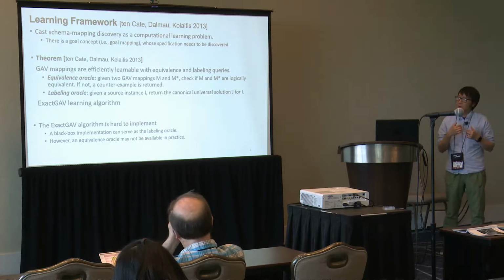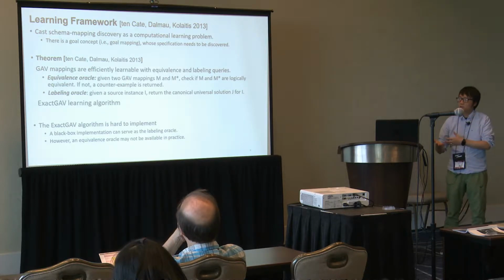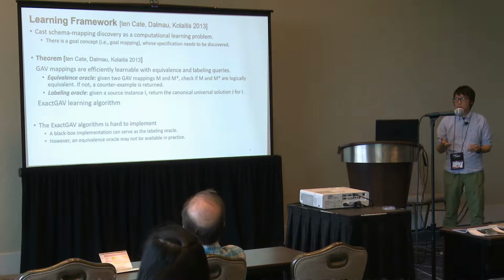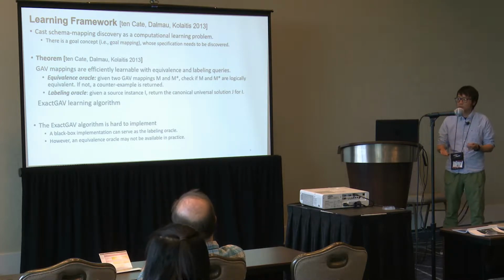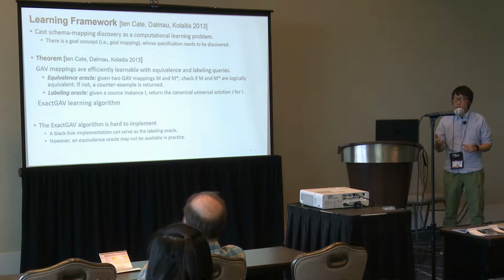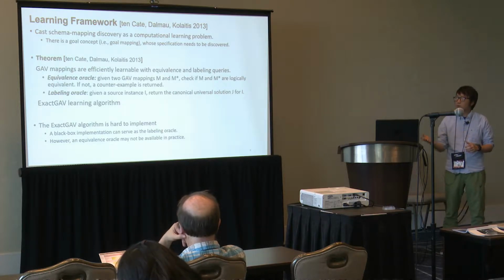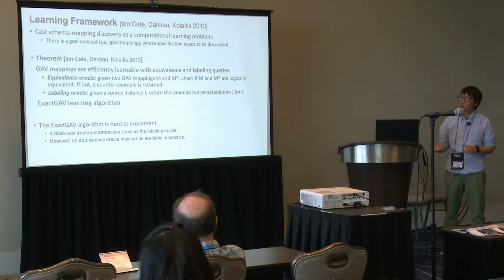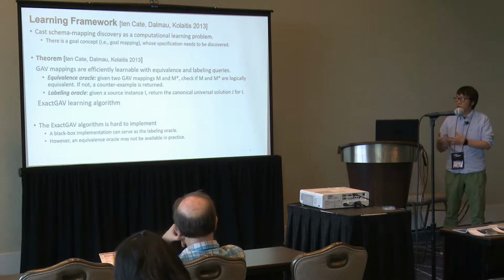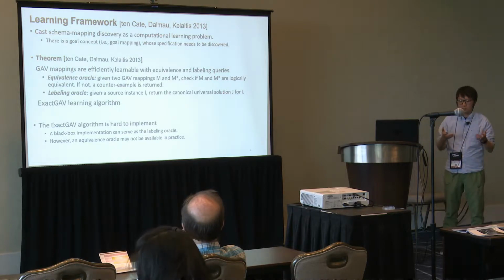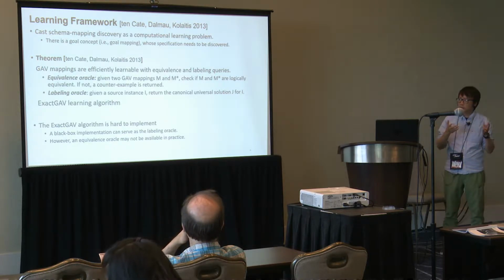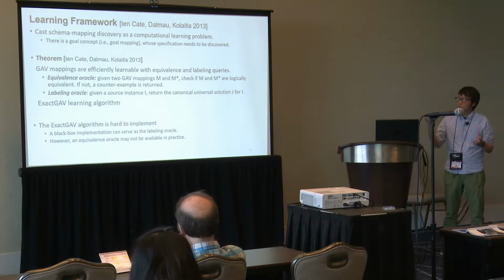Given two schema mappings, M and M star, check if M and M star are logically equivalent. If not, a counterexample is returned. They also assume there is a labeling oracle that can answer the following question: given a source instance I, return a canonical universal solution J for I. Here, the canonical universal solution J is the chase result of using the source instance I and the Go schema mapping.